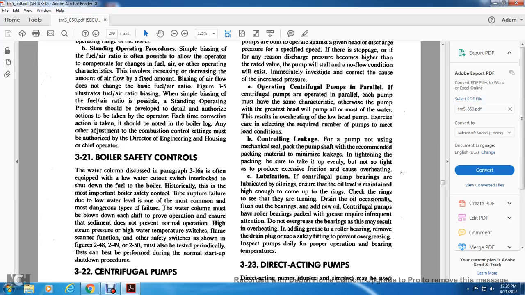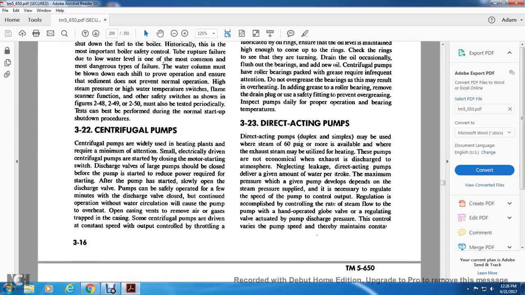Lubrication. Centrifugal pump bearings are lubricated with oil rings. Ensure the oil level is maintained high enough to come up on the rings. Check the rings to see that they are turning. Drain the oil occasionally, flush out the bearings, and add new oil. Centrifugal pumps with rolling bearings packed with grease require frequent attention. Do not overgrease the bearings, as this may result in overheating. When adding grease to the roller bearing, remove the drain plug. Use the safety fitting to prevent over-greasing. Inspect the pumps daily for proper operation and bearing temperature.